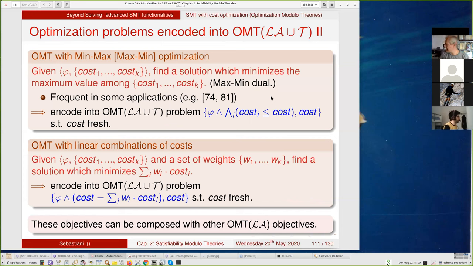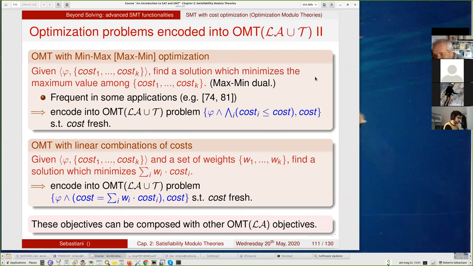You can also encode some max-min problems. Sorry, there's a printer here which is making some noise, I'm sorry. So if you have a combination of costs, say cost one to cost k, and you want to find a solution which minimizes the maximum value among those costs, this is called the min-max problem. Then what you can do is simply add a new fresh variable which is cost, and you add the constraint that each single cost i must be smaller or equal than cost, and then you minimize cost. So this means that you are minimizing the maximum value among the cost i's here.